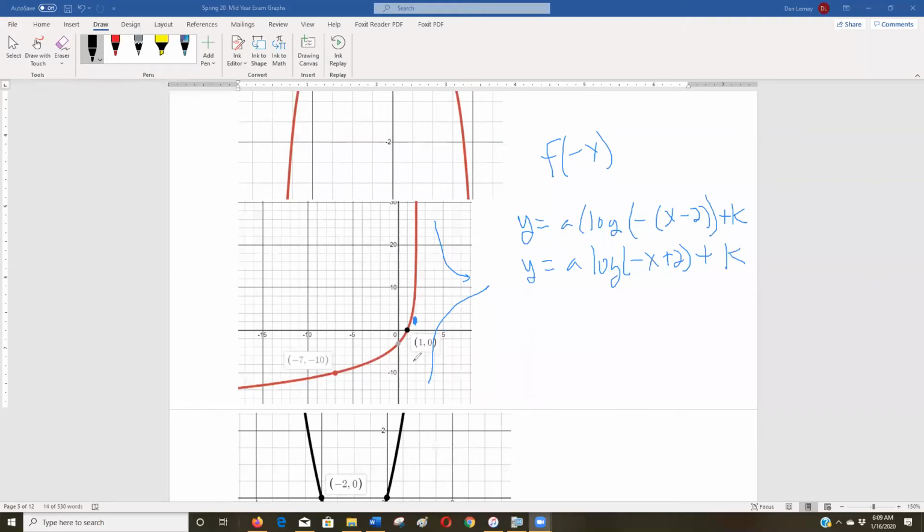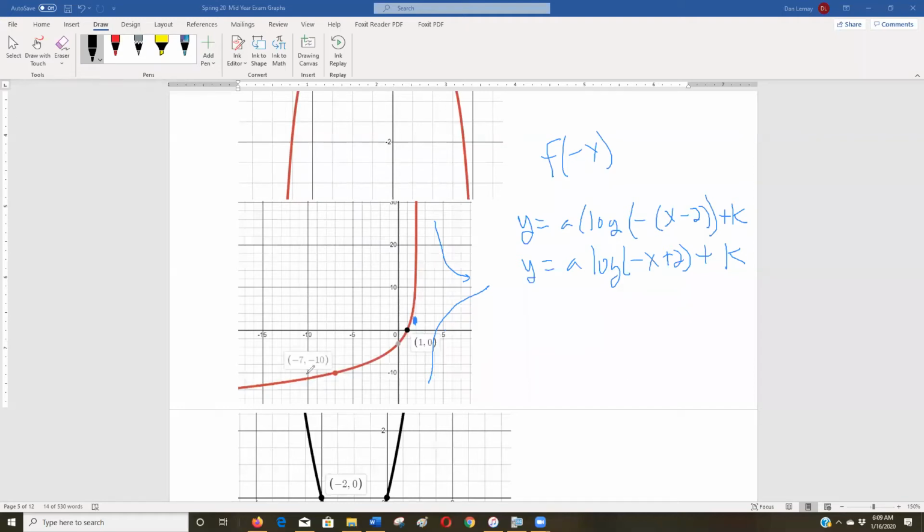Now I'm going to test, I know this graph crosses through the point (1, 0), so let's see if it has been shifted up or down. So 0 equals a times the log of, well, if x is 1, -1 plus 2 is 1, plus k, and we know the log of 1 is 0, so this is gone, 0 equals k. There's no up-down shift, which we were hoping. In fact, most of these problems in this textbook series don't have any up-down shifts.